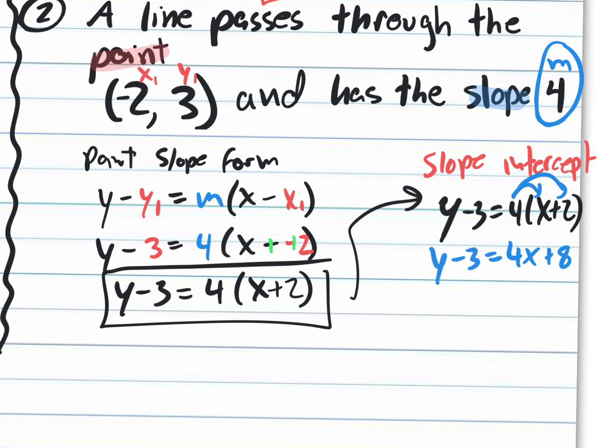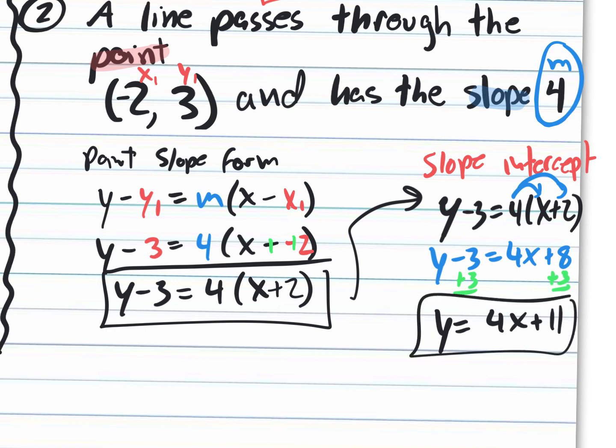And then I could get y by itself by simply doing what? Plus 3 and plus 3. So my slope-intercept form equation is y equals 4x plus 11. So that's slope-intercept right there.